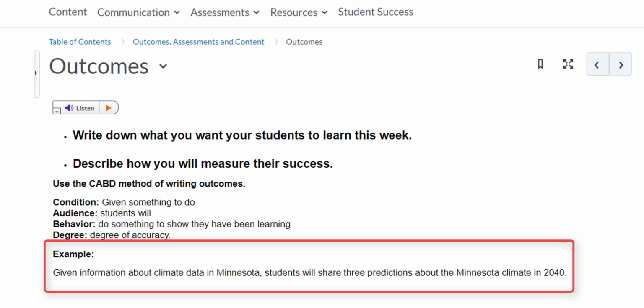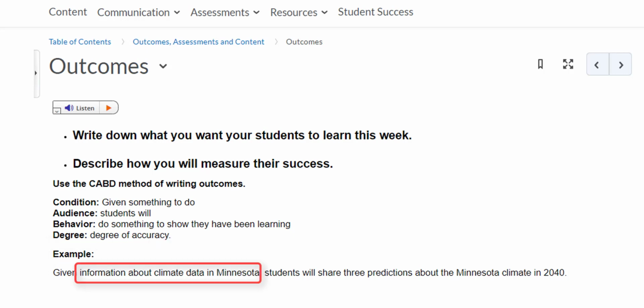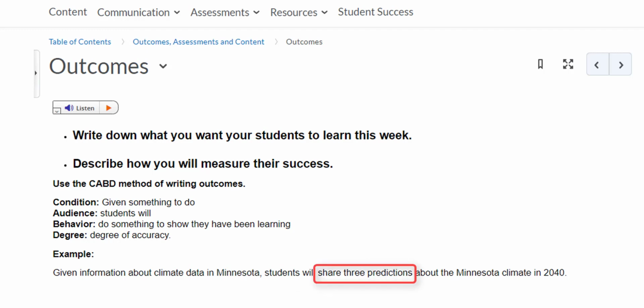In this example, the outcome for your students will be: given information about climate data in Minnesota, students will share 3 predictions about Minnesota climate change in the year 2040. The condition is information about climate data in Minnesota. The audience is students. The behavior is predicting. The degree is 3 predictions. If students provide the 3 predictions, then you know that they met the outcome you wanted from them.